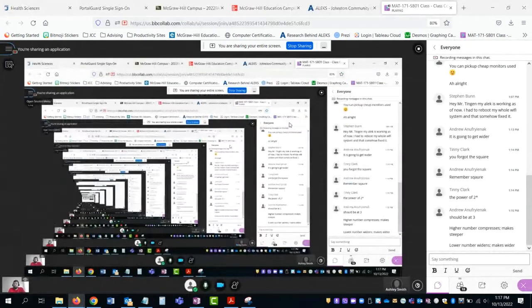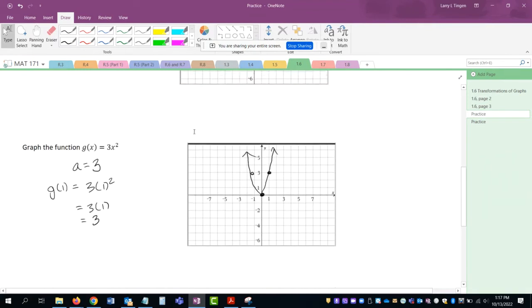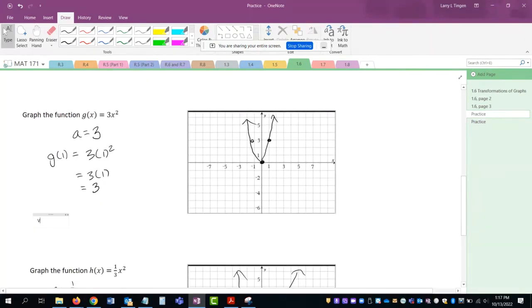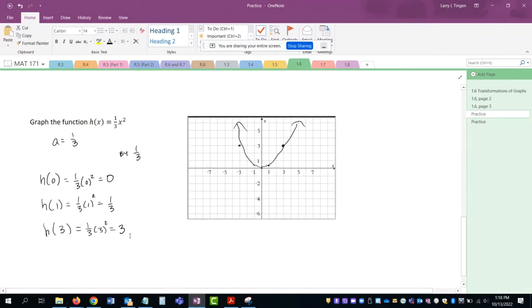So let's write that correctly. First, let's get that right in our notes. So we're going to label this as a vertical stretch by a factor of 3. Okay. The higher the factor, the more steep the growth, or the more steep the stretch. And then for the one below, we're going to call it a vertical compression by a factor of 1/3.